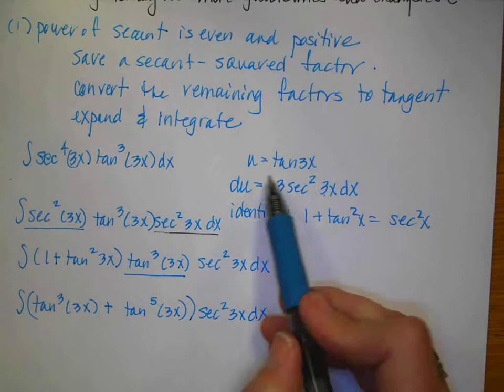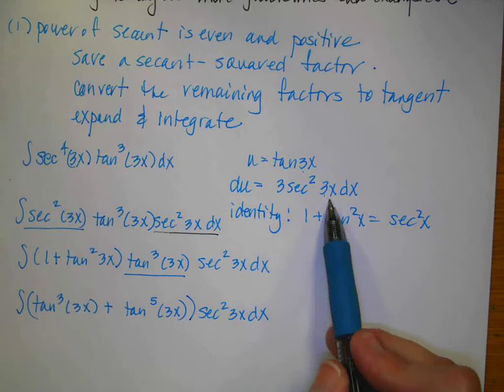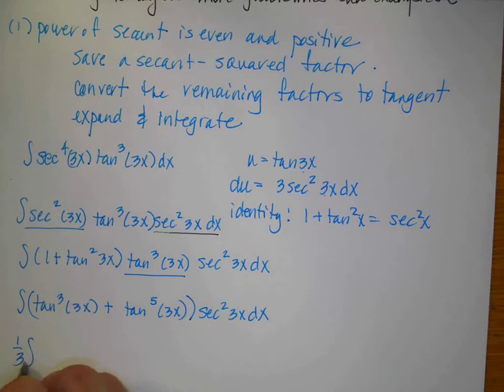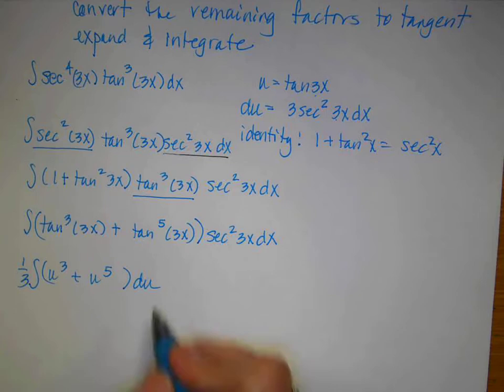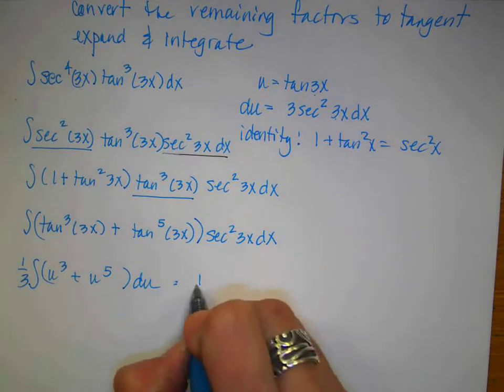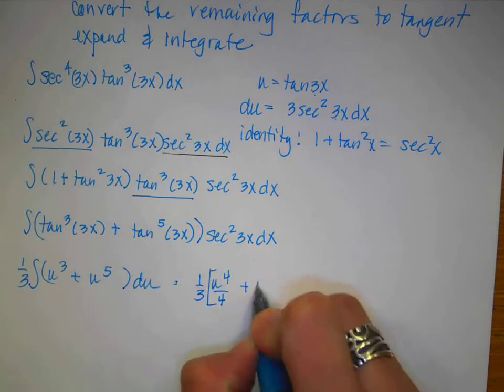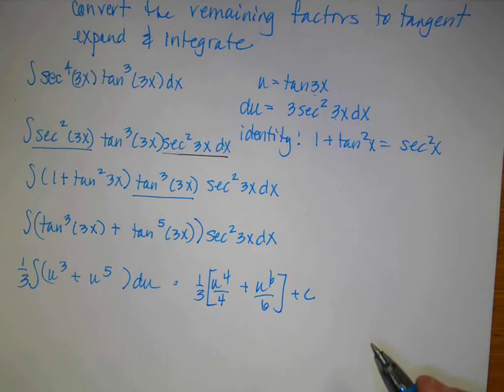So if you'll remember, we let our u equal the tangent of 3x. Our du was 3 secant squared 3x dx, right? So now I need to introduce the third. So I'm going to have 1/3 times the integral of u to the third plus u to the fifth, and then I have my du. It's actually way simpler than it looks. Do that integration, and I get 1/3 times, in parentheses, u to the fourth over 4 plus u to the sixth over 6, plus c.